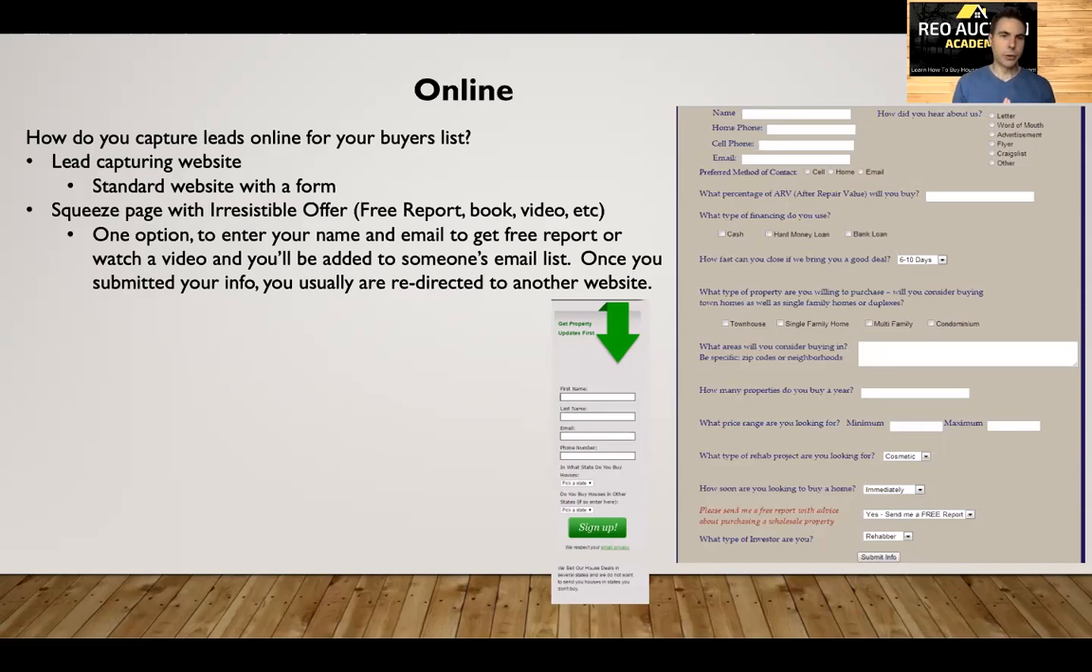And then, it's good to offer, whether it's on your website or a squeeze page, what we call an irresistible offer. Whether it's a free report, video, or whatever, it gives them a reason to enter their contact information, and then you can market your deals to them in the future. So before you do anything online, you want to have this set up first. That way you're able to capture these leads and add them to your database.